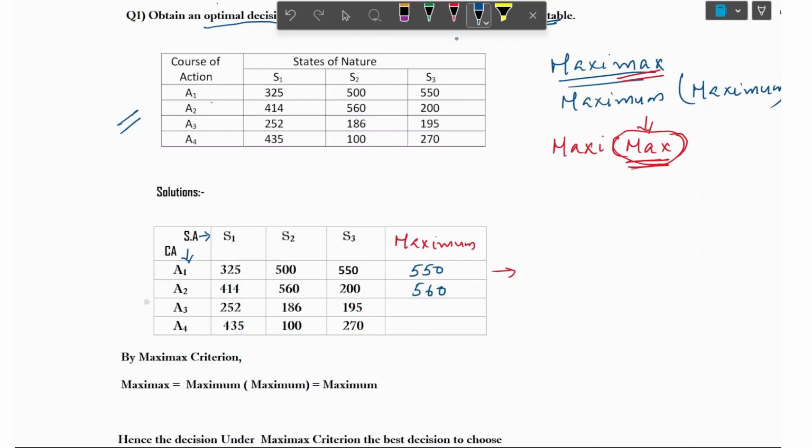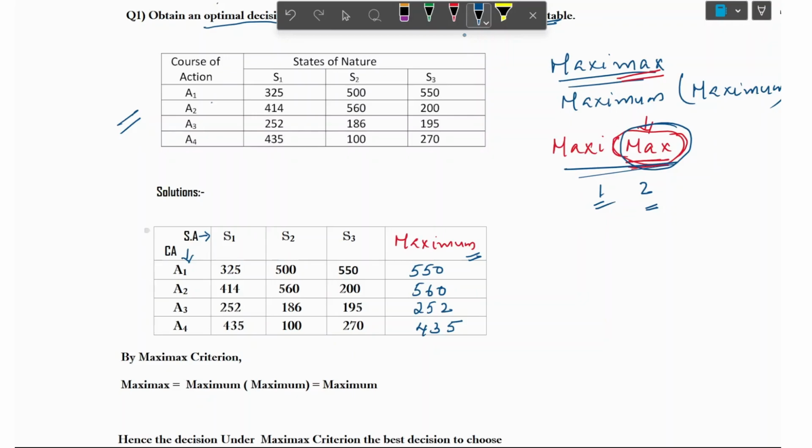Now here, in this row the maximum is 252, and in the last row the maximum is 435. What have I written? I've just created one column for maximum. How do I decide the maximum? Because for me it is the Maximax criterion here. Therefore, the second word, that means here this is actually two words, first word and second word, maximum of maximum. Therefore I have created one column for maximum here, and I have written it column wise against A1, which is against the course of action, maximum.